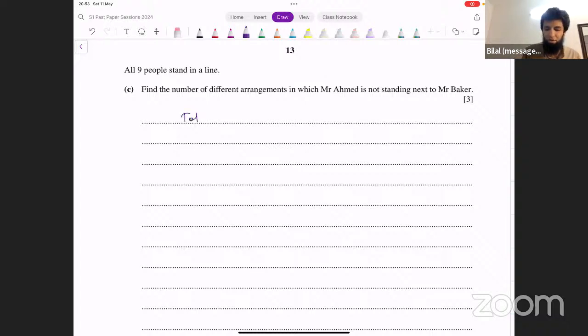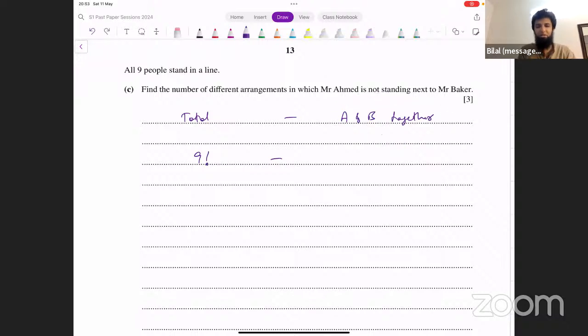What are the total number of possible arrangements? Subtract from that Mr. Ahmed and Mr. Baker together. Okay, what are the total number of possible arrangements? 9 factorial. Remember, there are no repetitions, we're talking about people. Minus A and B together.